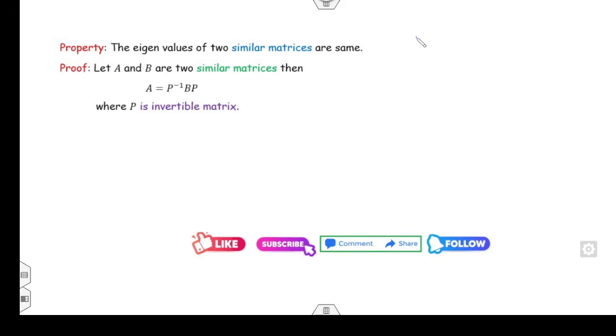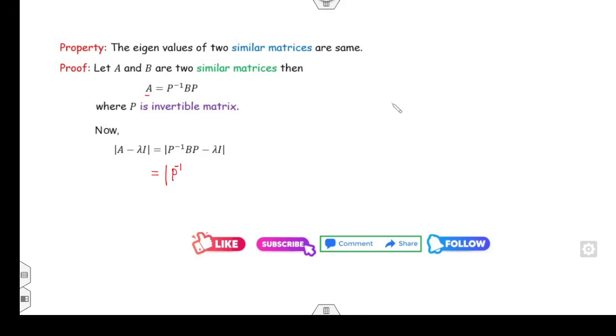Now the eigenvalues of A: if I assume A has eigenvalue lambda and B has eigenvalue mu, then your target is to prove lambda and mu are both the same. That's the meaning of this case. Fine. Or I can start with A minus lambda I. By the definition, I can substitute the value of A. I can write these quantities.